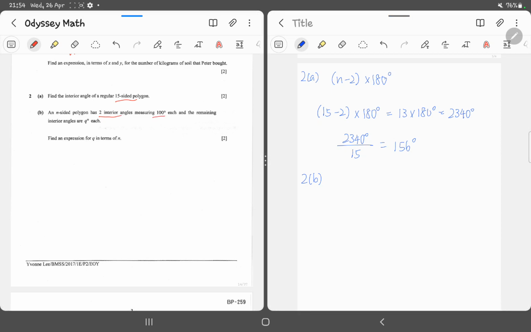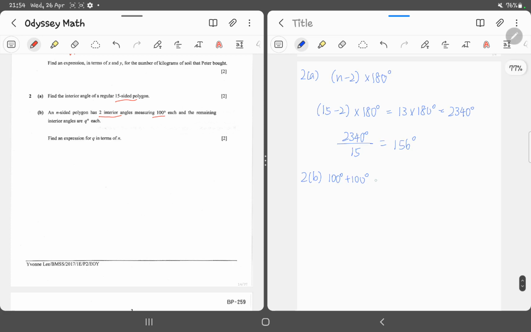Two interior angles measuring 100 degrees, right? So I will take 100 degrees plus 100 degrees. That will be the total of these two interior angles measuring 100 degrees. Then I add the remaining interior angles which are q degrees each. How many remaining interior angles are there? It will be n minus 2, correct? Multiply by q. Over here, I don't need to write the degrees, it's okay. This expression represents the total interior angles of this n-sided polygon, which can also be written as (n minus 2) times 180 degrees, correct?